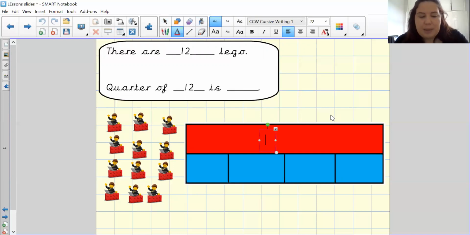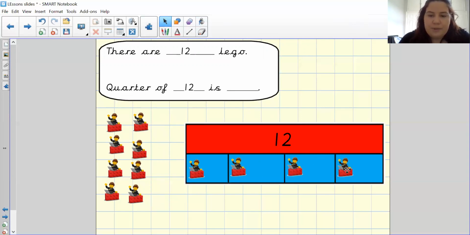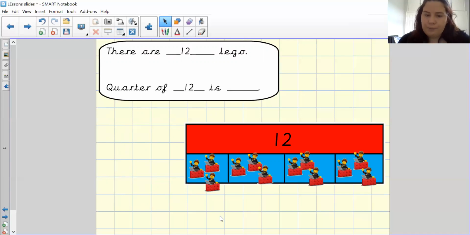So I'm going to begin by putting 12 in my whole. I don't have to put 12 Lego pieces because I already know there is 12. I am now going to divide them into 4 equal parts. 1, 2, 3, 4. There's my first 4. 1, 2, 3, 4. 1, 2, 3, 4. So I've divided them into my bar model like so.